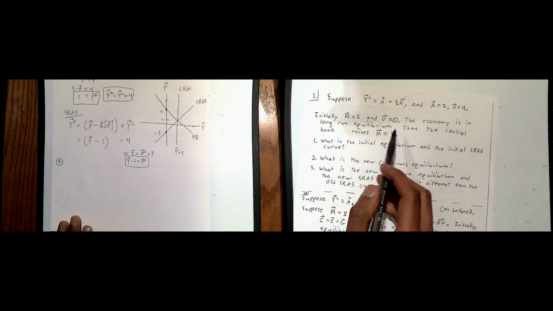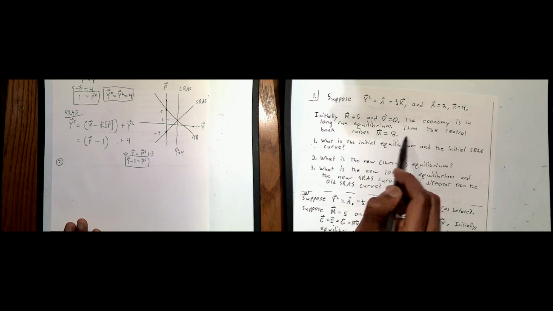Okay. So next step. So we're told we have a change here, right? So basically the central bank is raising the rate of money growth to 8%, right? So now this is equal to 8. So what is the new short-run equilibrium?